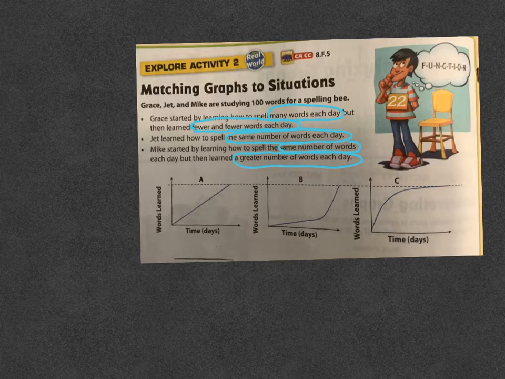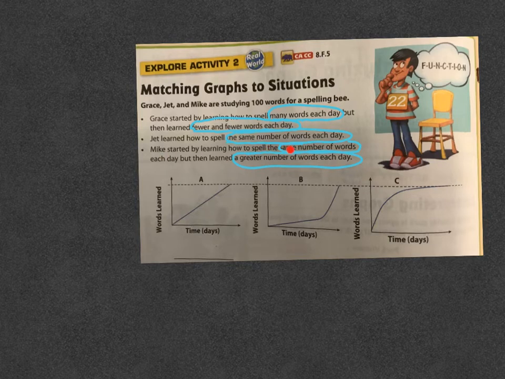Okay, so I see that Grace started learning how to spell many words each day. So she had a large increase, and then she slowed down and learned fewer and fewer. So then it kind of tapered off, and she was still learning them, but just much more slowly. Grace is graph C. Jet learned how to spell the same number of words each day. That's it, same number of words each day, constant. Words learned by time of day. It was very constant. That's very linear.